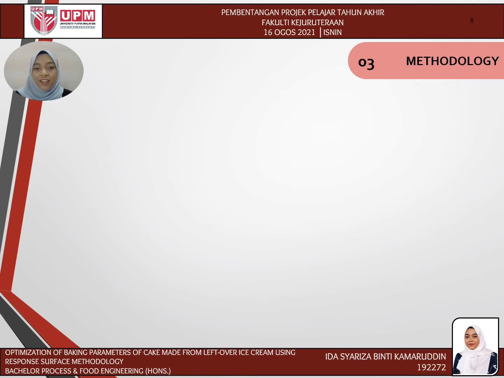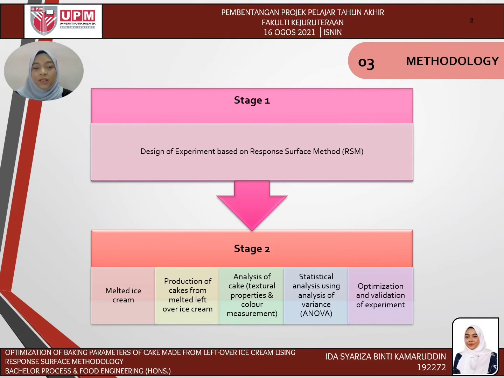The methodology of the study was divided into two stages, stage 1 and stage 2. In stage 1, the design of experiment based on the response-based method was developed. Then in stage 2, the melted ice cream was used in the production of cake. The cakes then undergo analysis of texture properties and color measurement. After that, they are reviewed through statistical analysis using analysis of variance, ANOVA, and lastly the optimization and validation of the experiment.